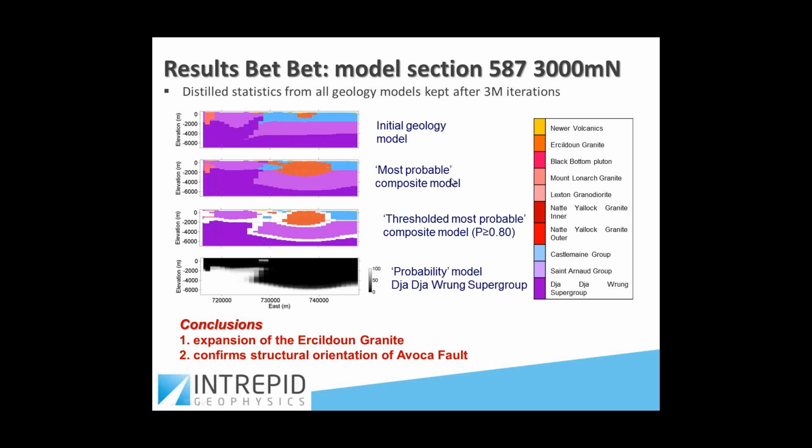So just as a reminder, these images are just 2D images of what is a 3D result, because these are all available to us as voxets. And also, I just wanted to point out that there's a confirmation here through the inversion process. We've been able to see that there is structural orientation which is confirming the location of the Avoca fault here as a westerly dipping structure.